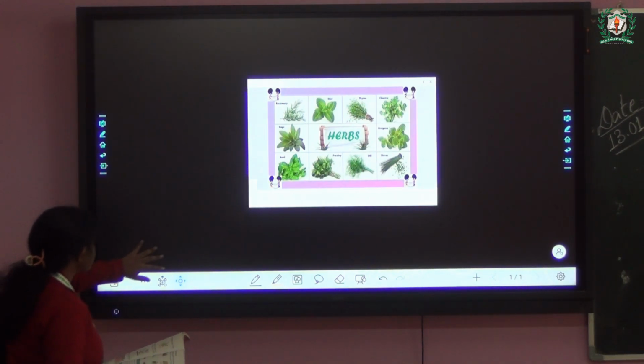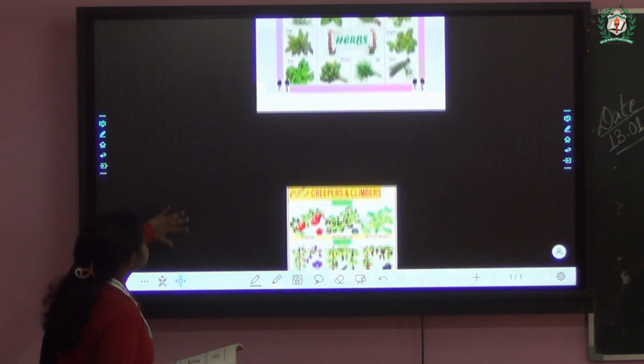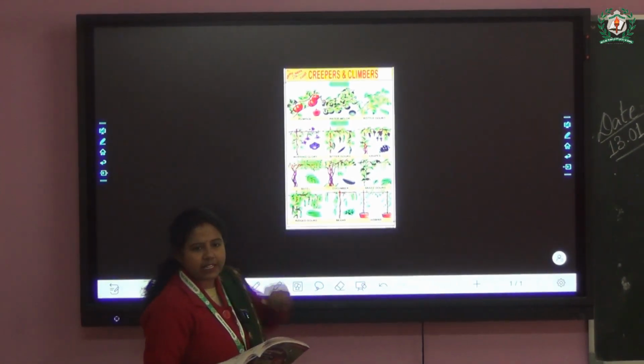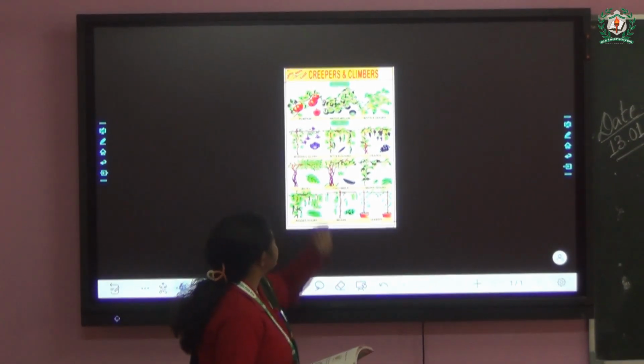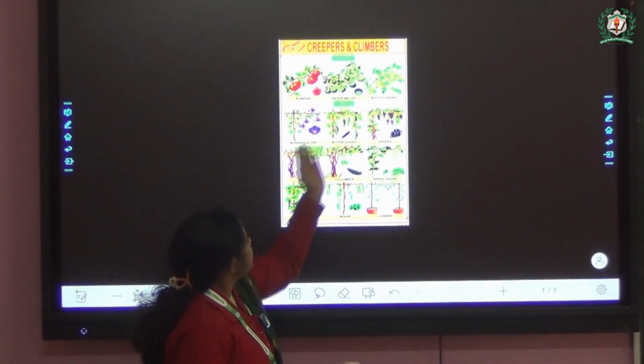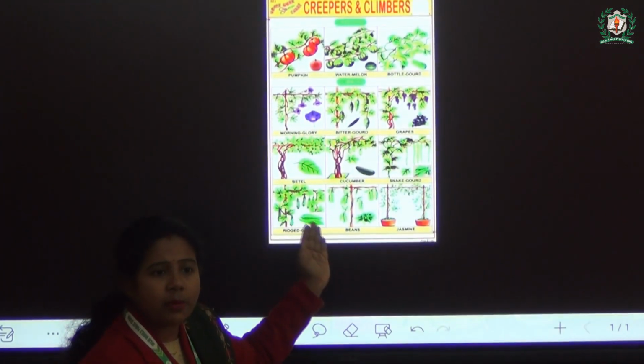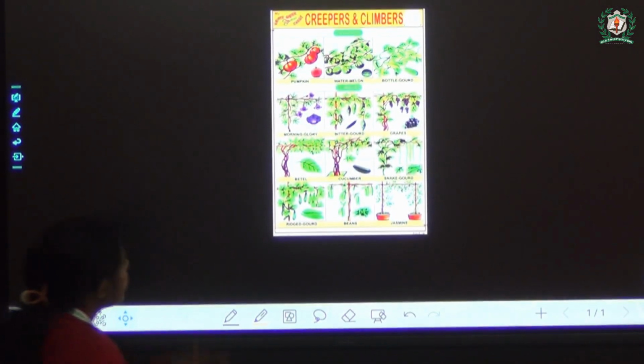Climbers. Okay, so let's move to the climbers. This is a chart of both climbers and creepers. Let's move to climbers first. See children, you can see the picture and you can identify the common features of the climbers. Can you see, children?